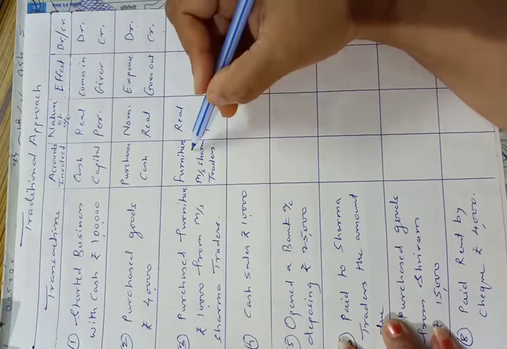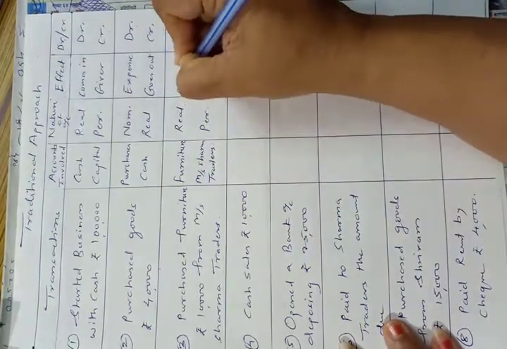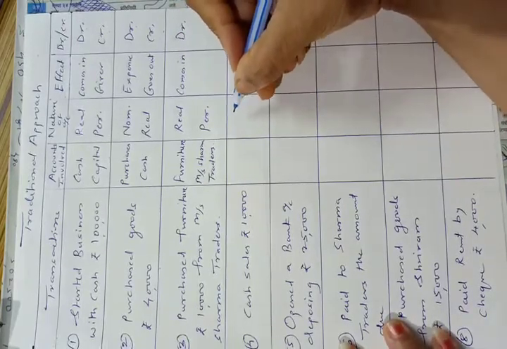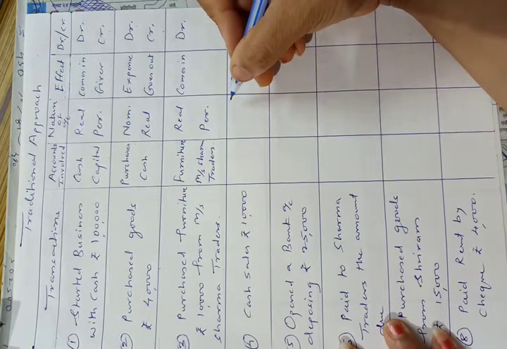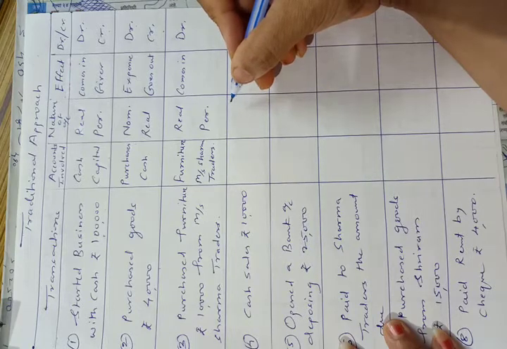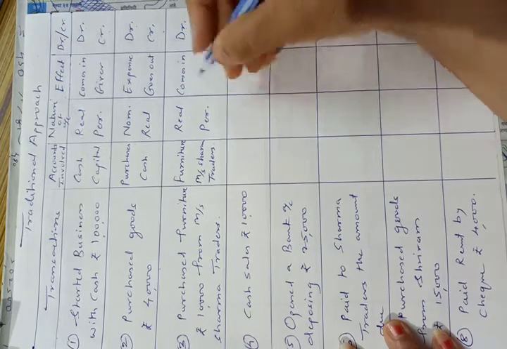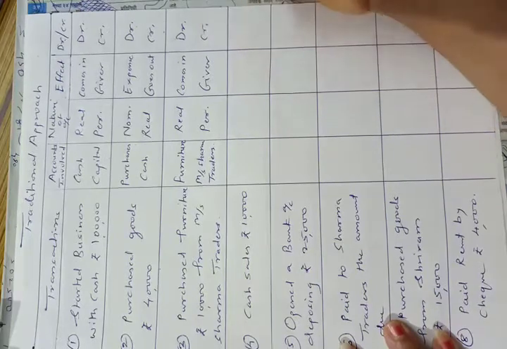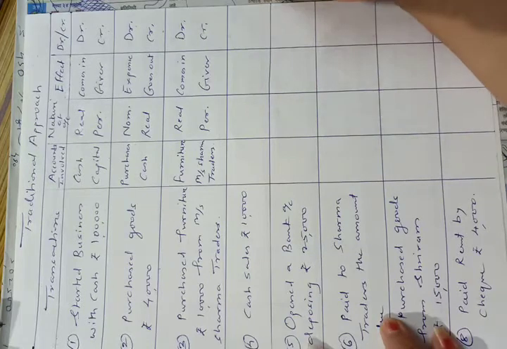Here, as we are purchasing furniture, it comes into the business, and the rule says debit what comes in. Now Messrs Sharma Traders is a personal account, and the rule says debit the receiver, credit the giver. Here Sharma Traders is the giver of furniture, so the rule says credit the giver. Okay. Now next entry.